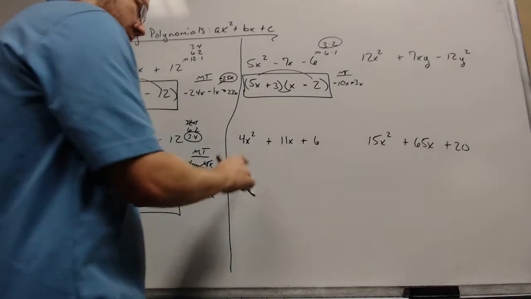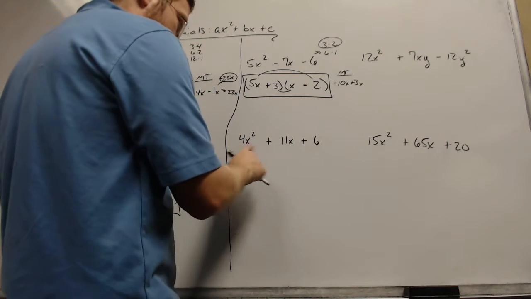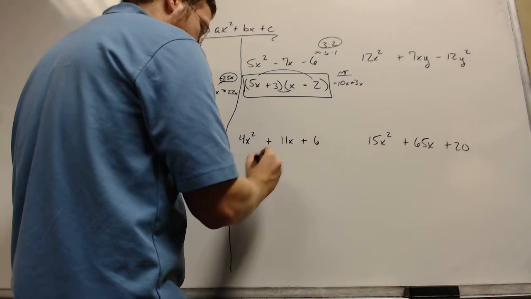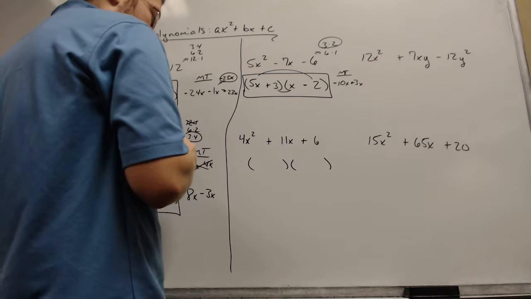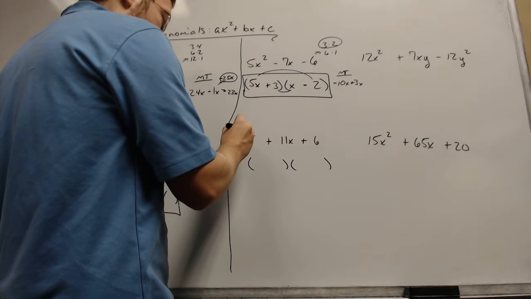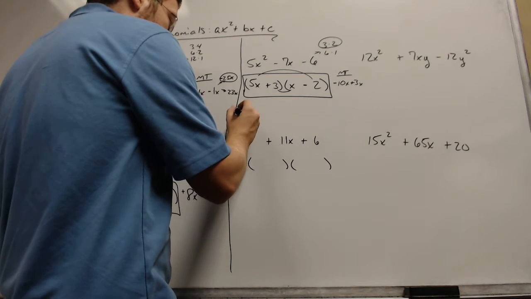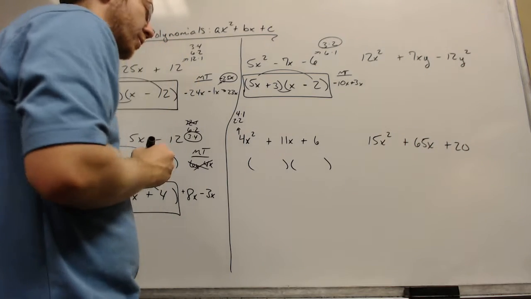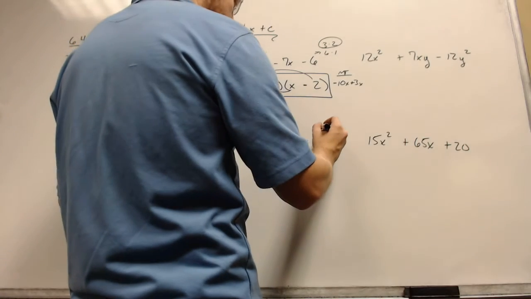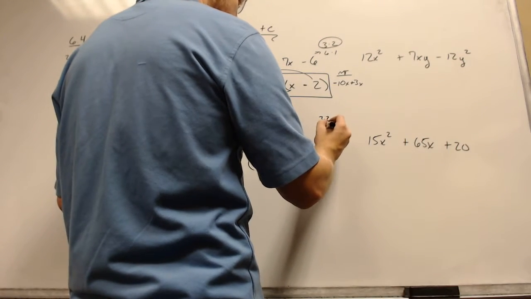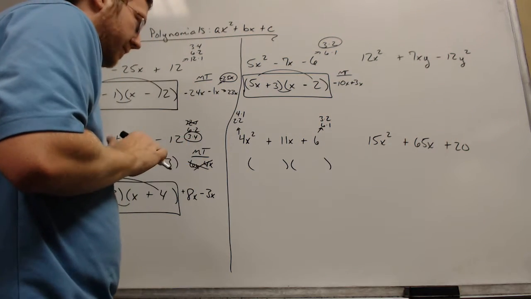This guy, no common factor. Let's try to unfoil it. In this case, 4 is now kind of a trouble spot. 4 could be 2 times 2, or it could be 4 times 1. We do not know. 6 can be 3 times 2 and 6 times 1. Again, we don't know. It's kind of a crapshoot.